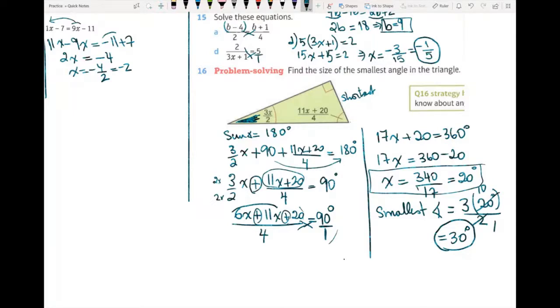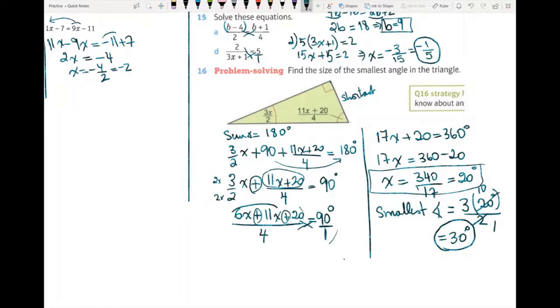We know that the sum of angles in a triangle is equal to 180 degrees. Therefore, this is the given 90-degree angle. This angle is given by 11x plus 20 over 4, and this angle is given by 3x over 2. So you add them up all together, they will give you 180. And now you start solving.